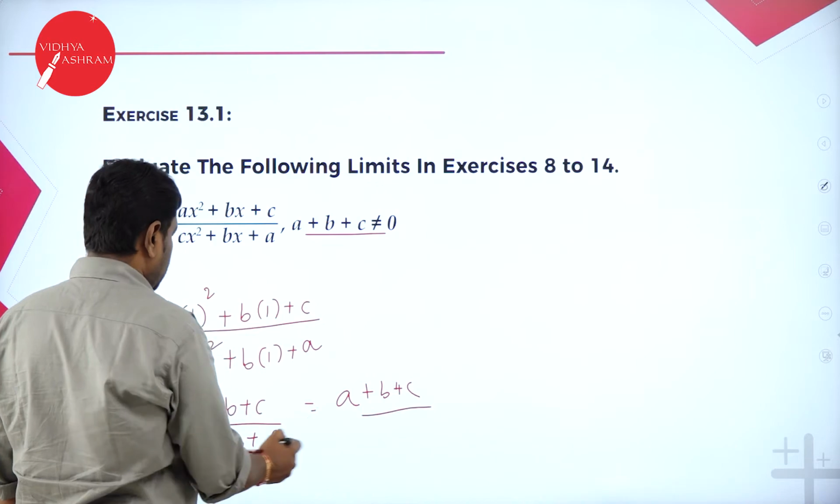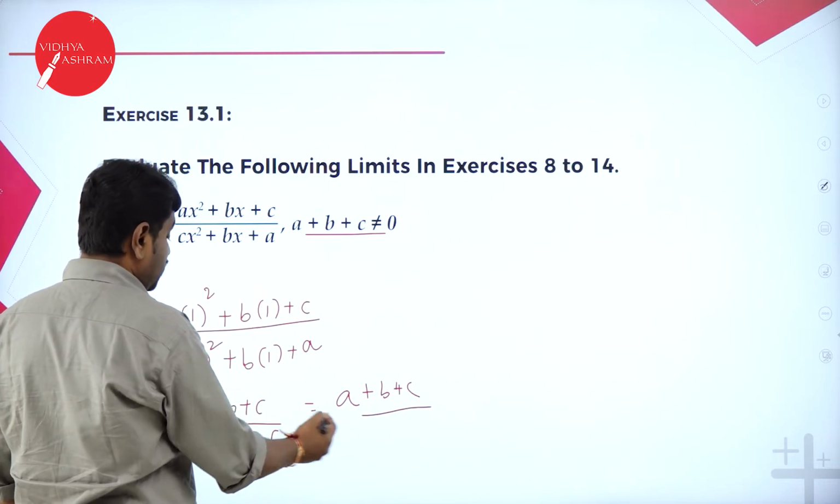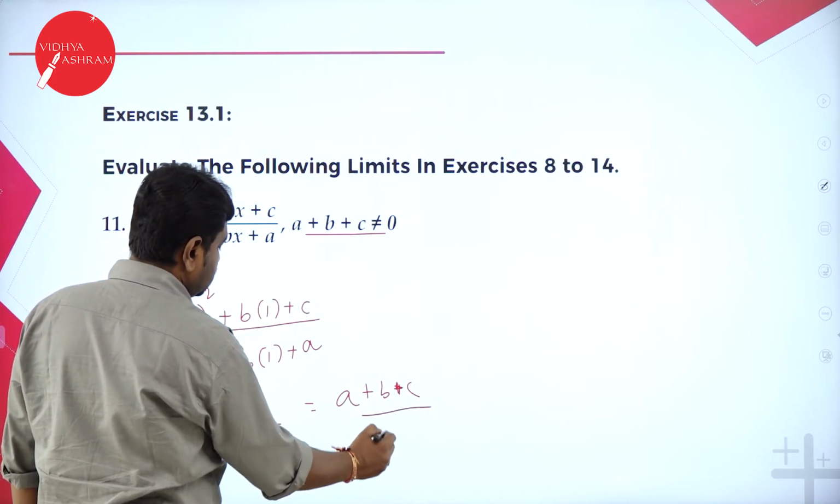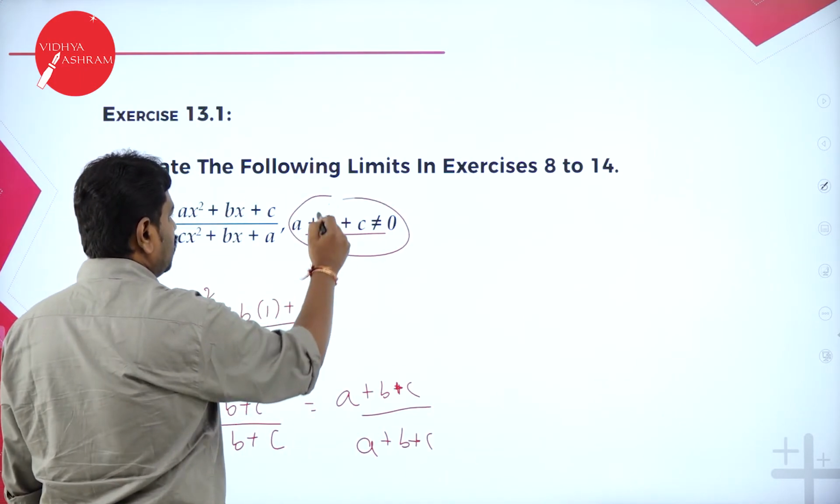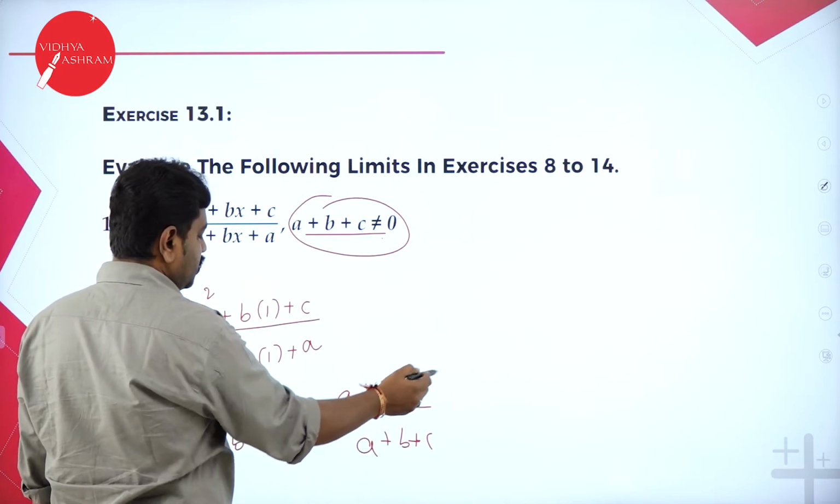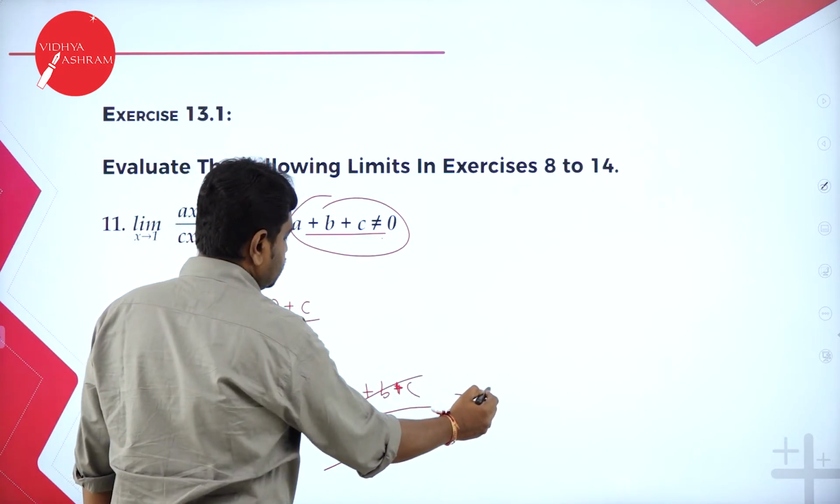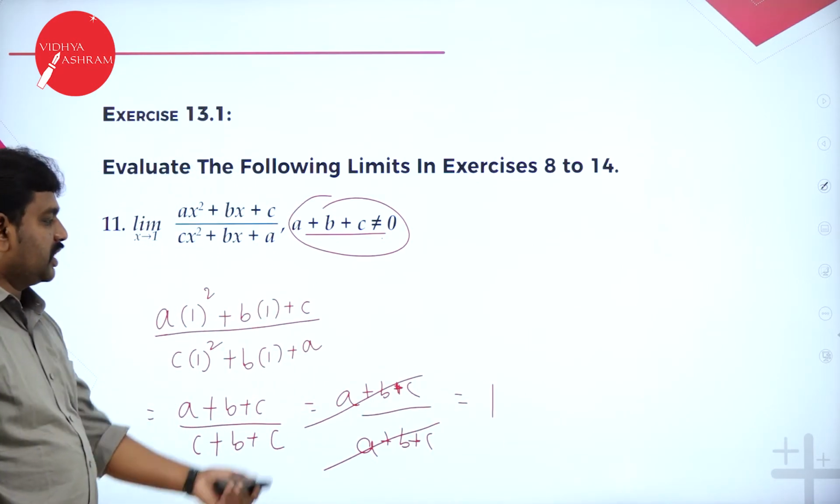The denominator also I can write what? c plus b plus a is also the same as a plus b plus c. So both are the same. I can cancel, since they are not equal to 0. The sum is not 0. That is also given. So it is not 0 by 0. I can cancel, so it is 1. After you apply the limit, the answer is 1.